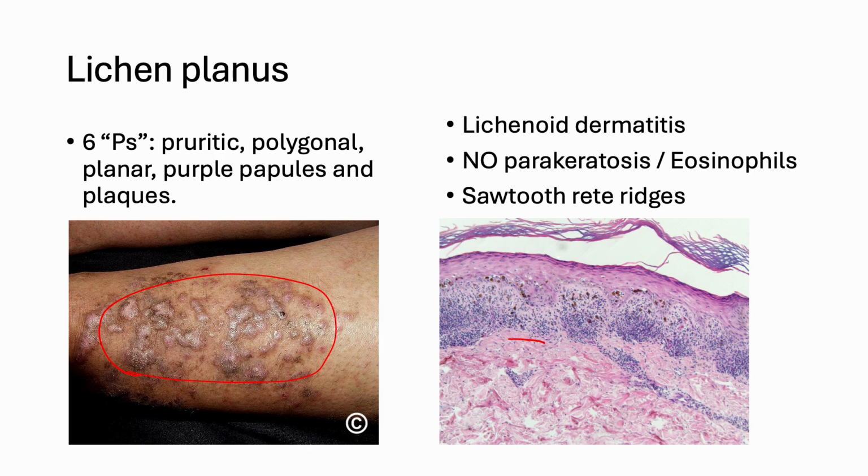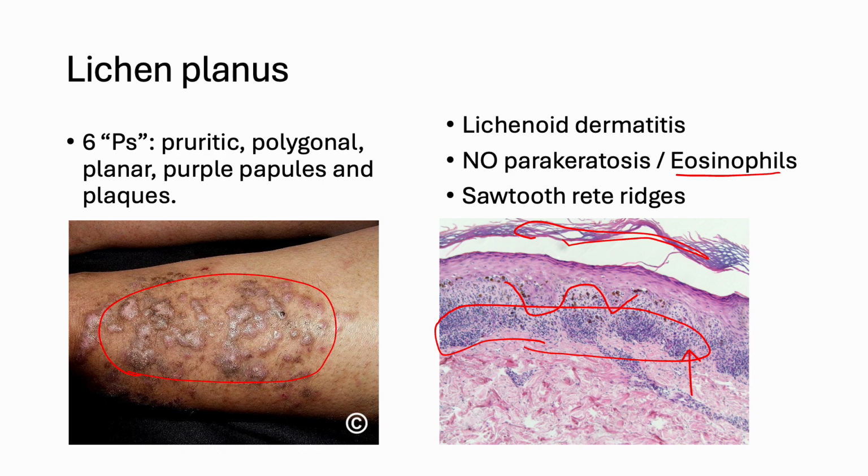Histologically, it has a very characteristic lichenoid dermatitis. You can see this band-like lymphocytic infiltrate. And because the lichenoid infiltrate is destroying the dermal-epidermal junction, you can see the junction starts to look blurred, and you can see this sawtooth-like pattern of the rete ridges. And one unique feature is in the textbook, you should have no parakeratosis in the stratum corneum. You should have no eosinophils in the lichenoid infiltrate. That is in your exam and in your book.